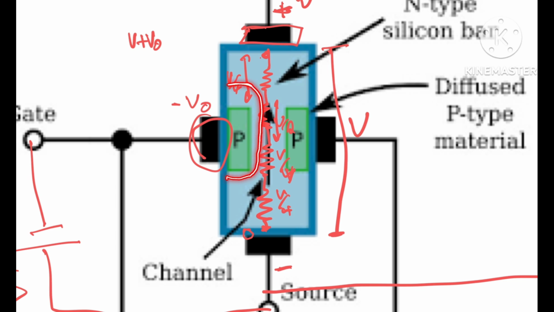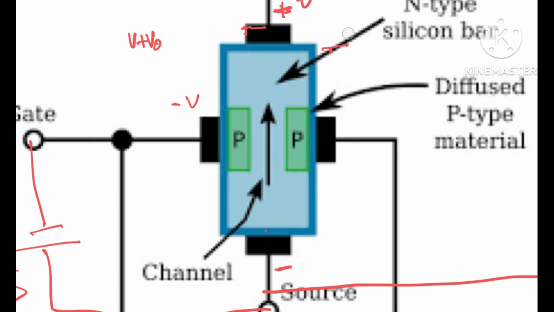And that is why the depletion layer tends to be something like this. It goes something like this, but actually it never touches. The depletion layer never touches. I'm not able to draw it, but it goes something like this. And this is how a JFET operates.